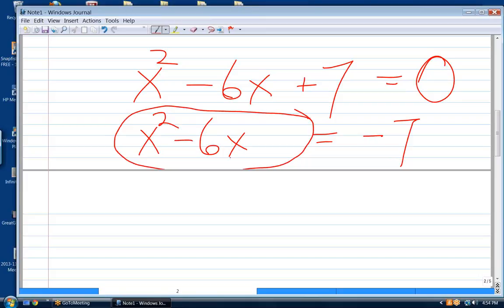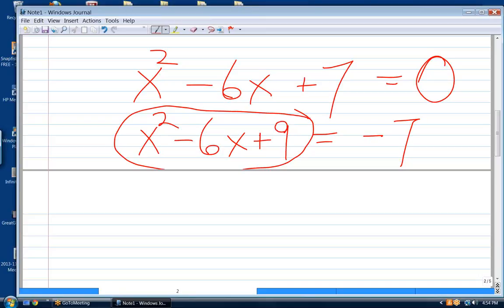Well, how do I complete the square? I take half of the coefficient of the x term and I square it. And I add it. So half of 6 is 3. I square it and I write plus 9.